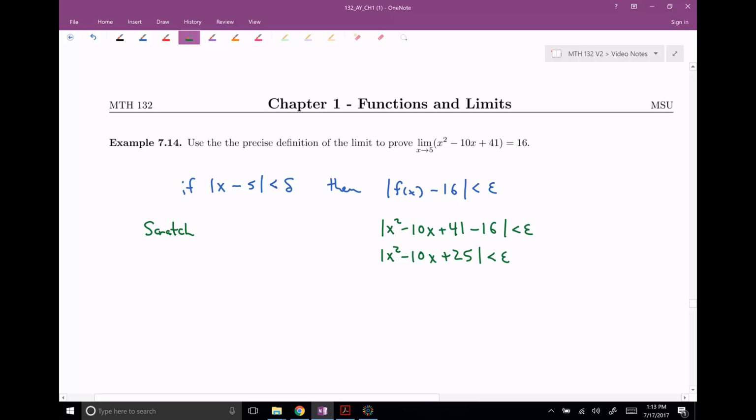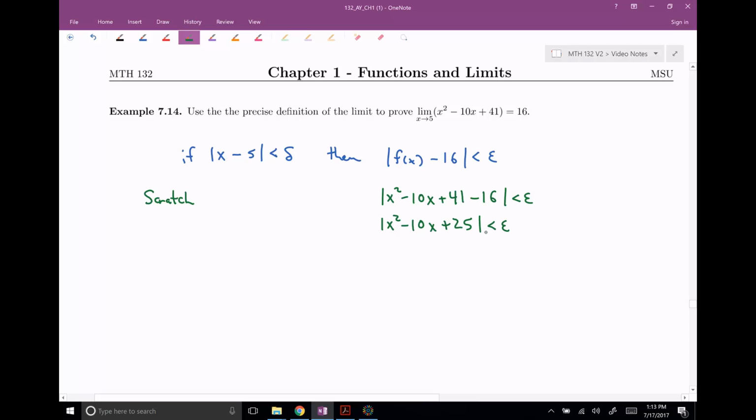Now, staring at this for a little bit, I notice that this is a nice perfect square. I can rewrite this as x minus 5 quantity squared. So double check: if you were to FOIL this out, you would get back to this step right here. But this is nice, because I see the square, so I'm going to take the square root on both sides. This gives me the absolute value of x minus 5 is less than the square root of epsilon.